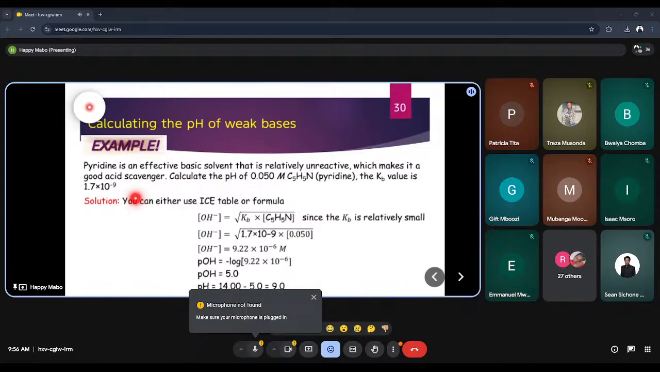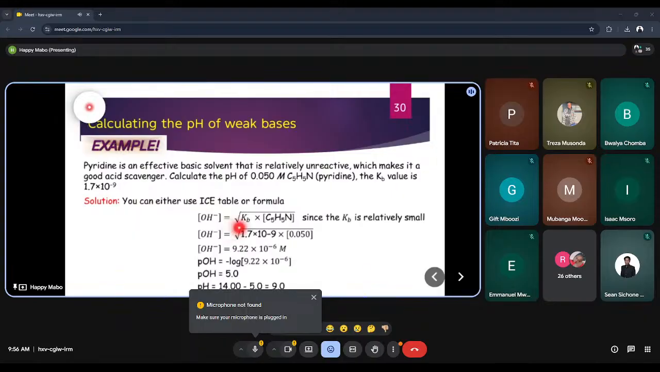If you do not remember the formula, it doesn't mean you're doomed. You can use the ICE table method. Of course, I would encourage all of you to practice the method where you have to use the ICE table, because it's not every time that you may have to deal with questions where you might need to use the formula.